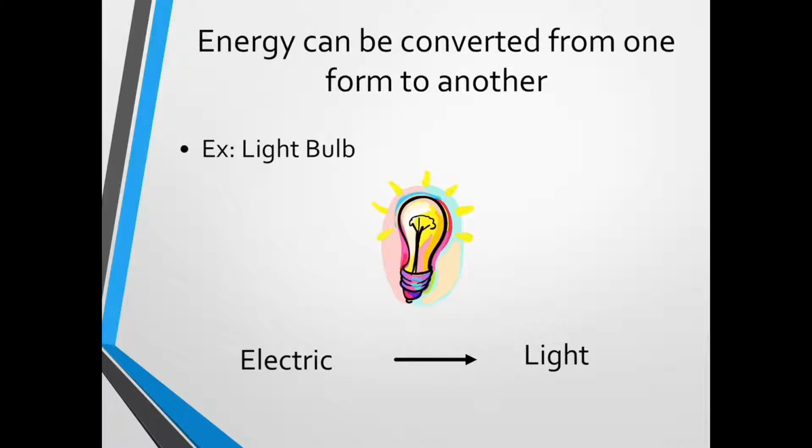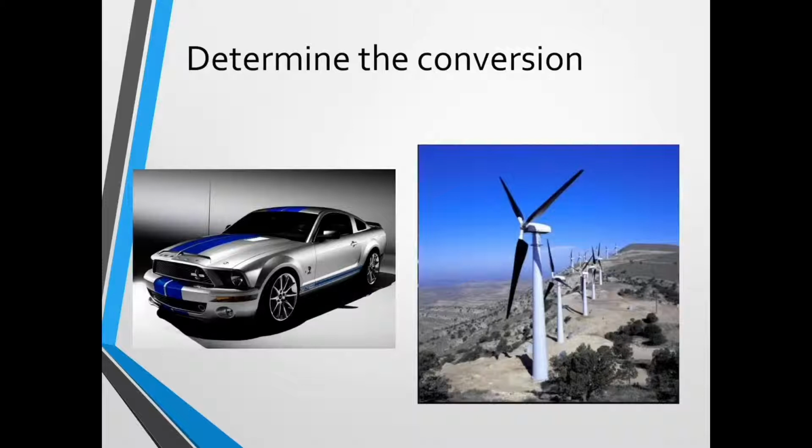So it doesn't have to be one type of energy. It can use one to create another. Like with the light bulb, you put it into the socket and it's using electromagnetic energy to create light energy. So let's look at these pictures and see if we can figure out what type of energy is being used and what is it being converted to.